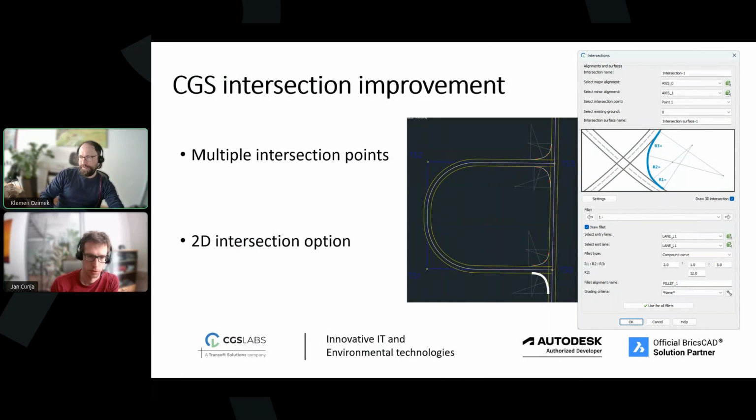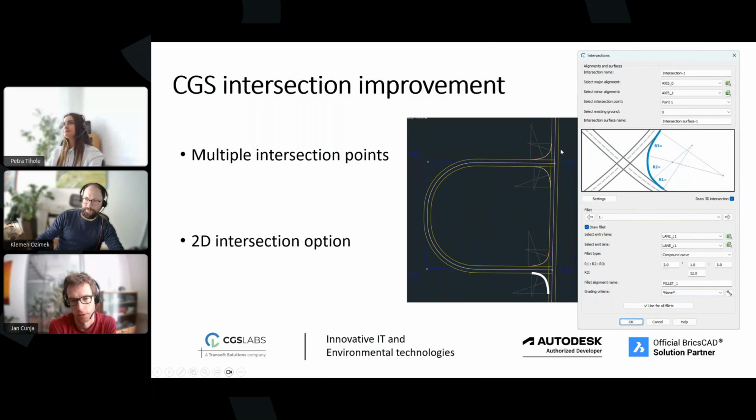But what you couldn't do before is select in which point you want to create the intersection. So if you had two alignments that intersected with each other in multiple points, like we can see here, you could only create one intersection.